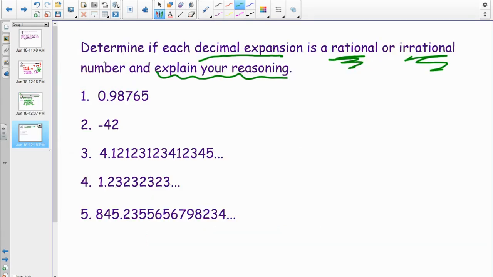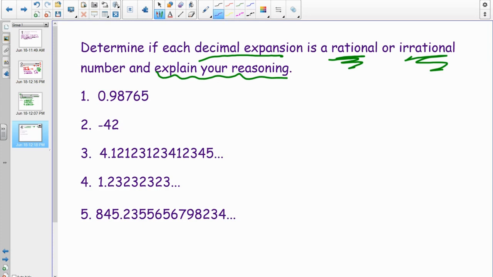So we're going to look at each of these 5 examples to determine if the decimal expansion is rational or irrational, and then I would like you to be able to explain your reasoning. So I want you to pause the video for a minute and look at each of these examples and then make that decision. So let's go over example number 1.